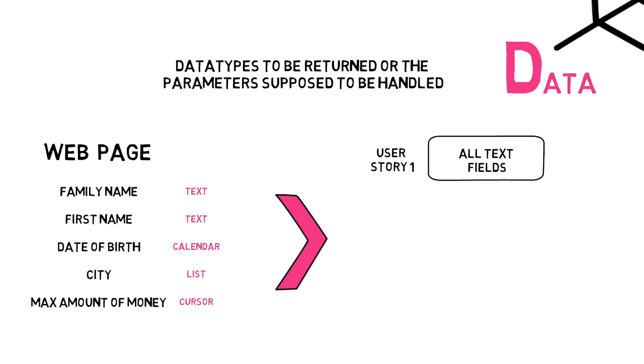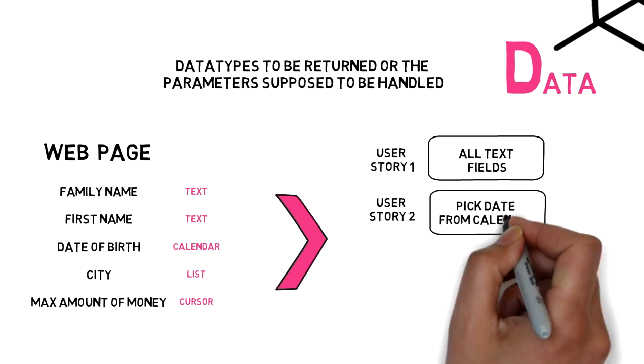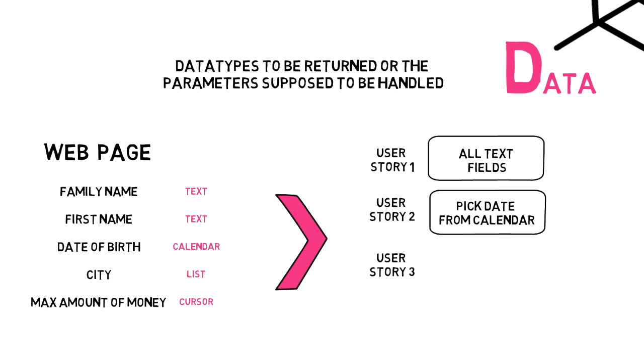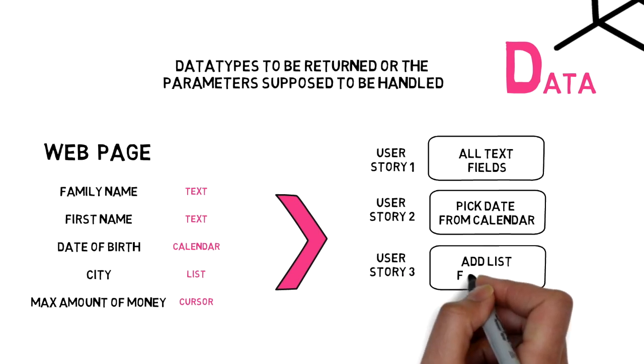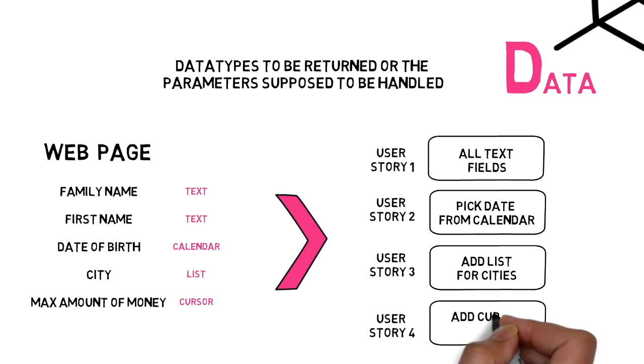Then in a second user story, we can add the possibility to pick dates from a calendar, a third user story to have a list of cities, and then a fourth one with the cursor for the amounts. Again, do not split user stories just for the sake of splitting, but only when it makes sense and when it is needed. If these three last user stories can be done in one single one, and it can be small enough, then no need to split it.